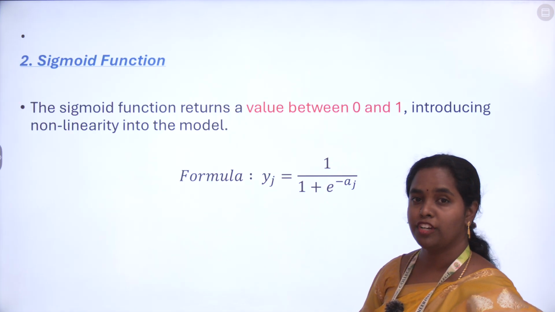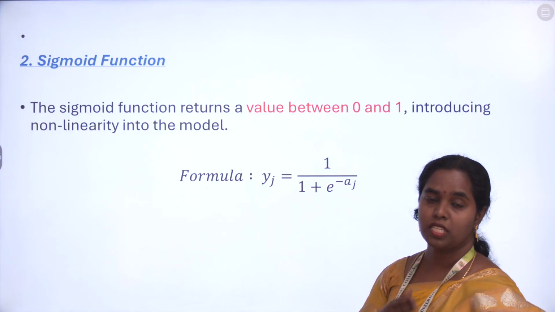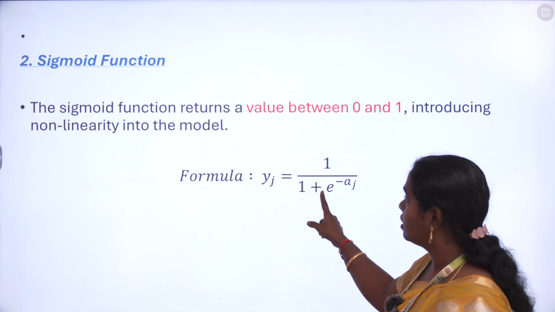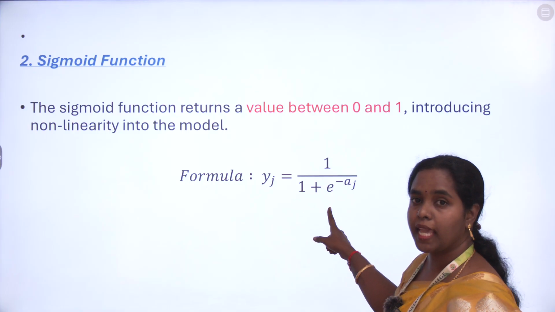Next one is the sigmoid function. The value is between 0 and 1. The formula is Yj, which is equal to 1 divided by 1 plus e to the power of minus Aj.